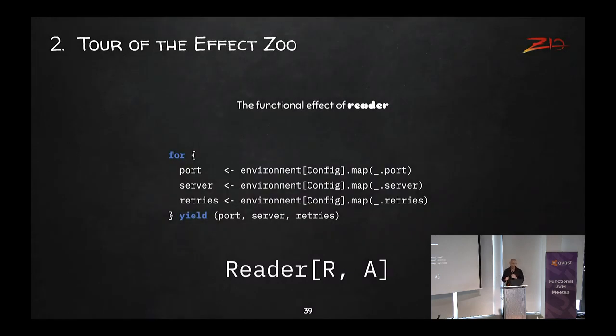Because it supports map and flat map, we can use this in for comprehensions. In this case, I just pull the config out of the environment, and I separately pull out the port and the server and the retries, and I yield the tuple of the results.